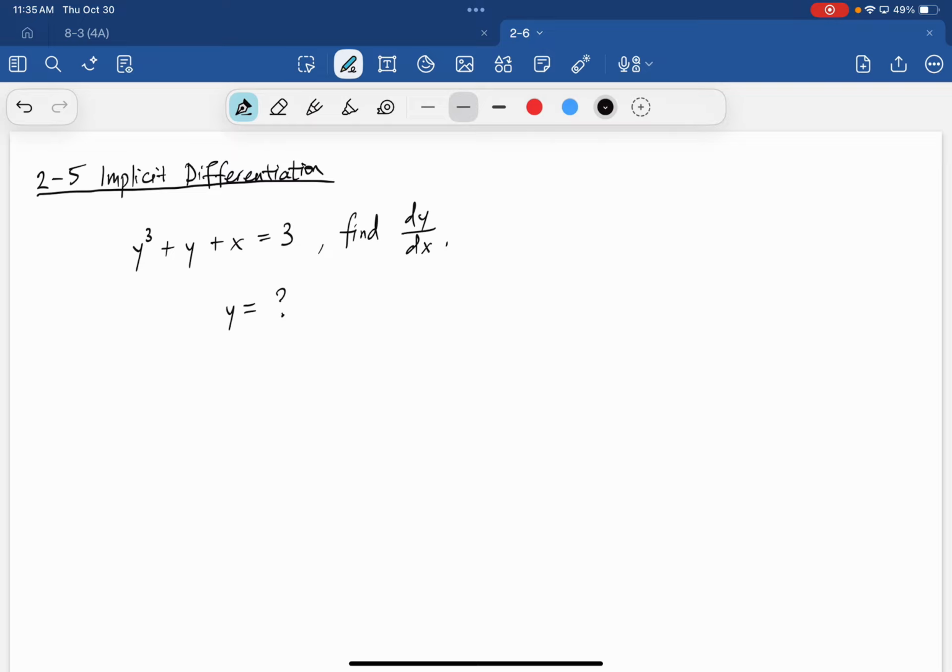Okay, so how would that look? We would just start with this equation, y cubed plus y plus x equals 3. And then we just take the derivative of both sides. So we add a d dx to both sides. That's our derivative operator, right? Make it red. Okay, so we took the derivative of both sides.